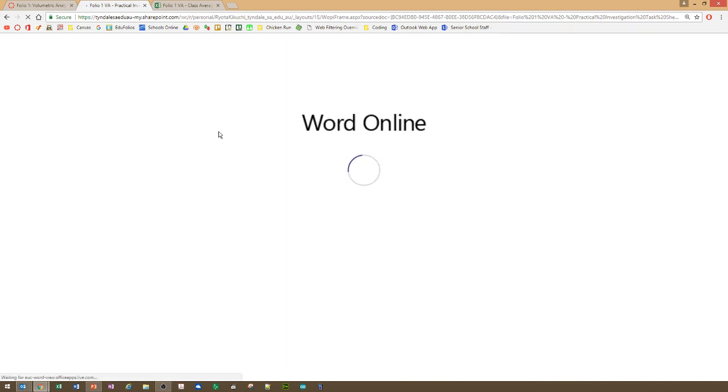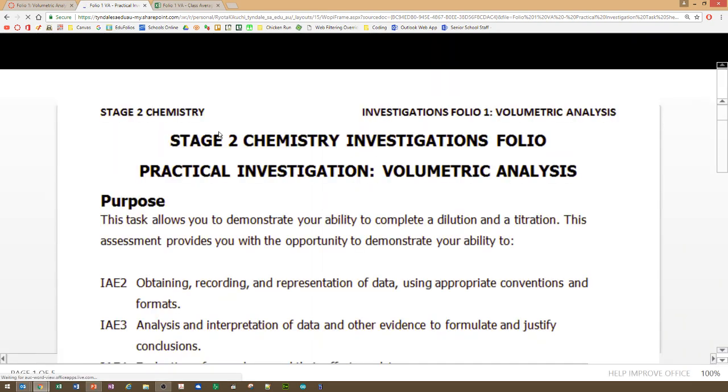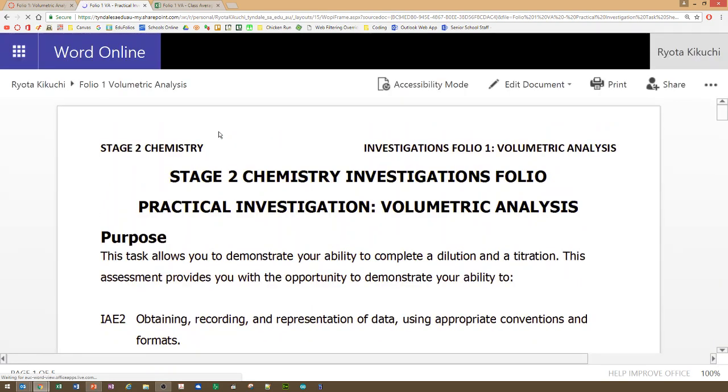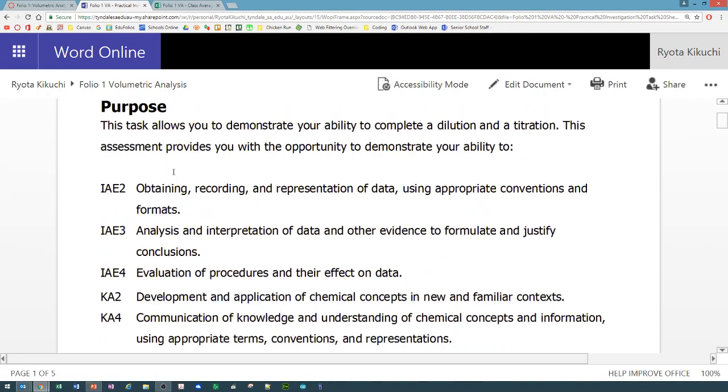So the one that I gave you before the prac, the method is the same, but the performance standard that was attached, and also the things that I wanted you to include in the report, was a bit different. Until last year there was no word limit as well, so it's a bit different now. What you're marked against is now these 5 new assessment design criteria. The first one was about obtaining, recording, and representing data using appropriate conventions and formats.